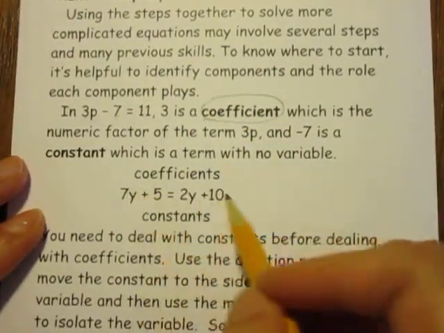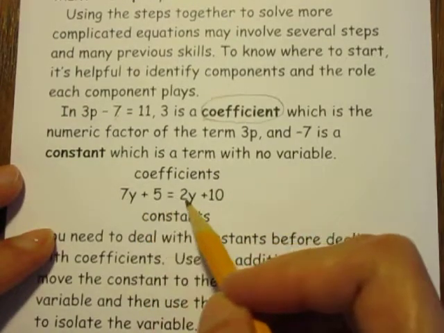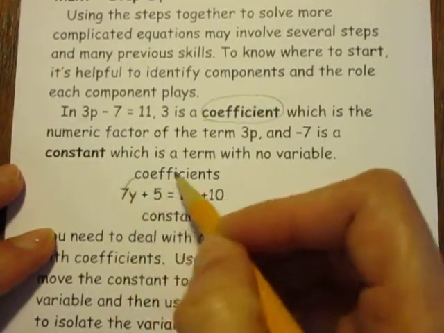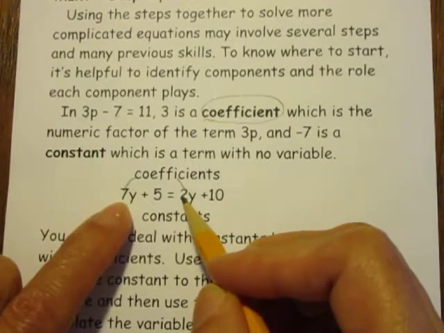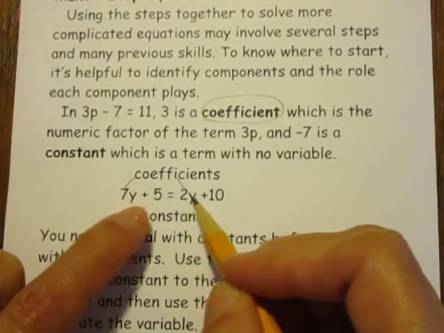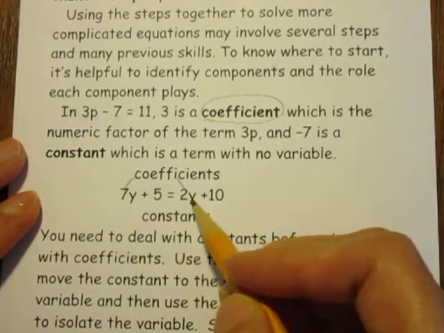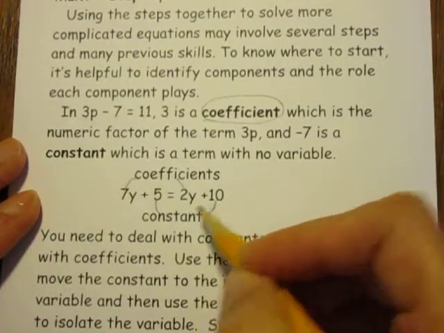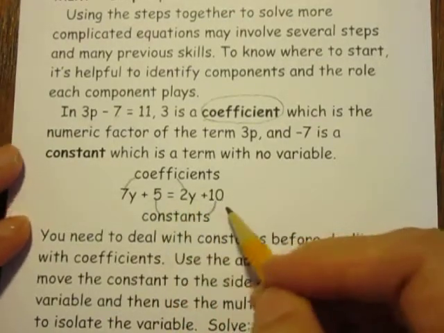So when we're looking at this equation, 7y plus 5 is equal to 2y plus 10, I want you to recognize that 7 is a coefficient and 2 is a coefficient. Those are both numeric factors of a variable term, two different variable terms. The 5 and the 10 are constants. Those terms have no variable with them, so those terms are called constants.